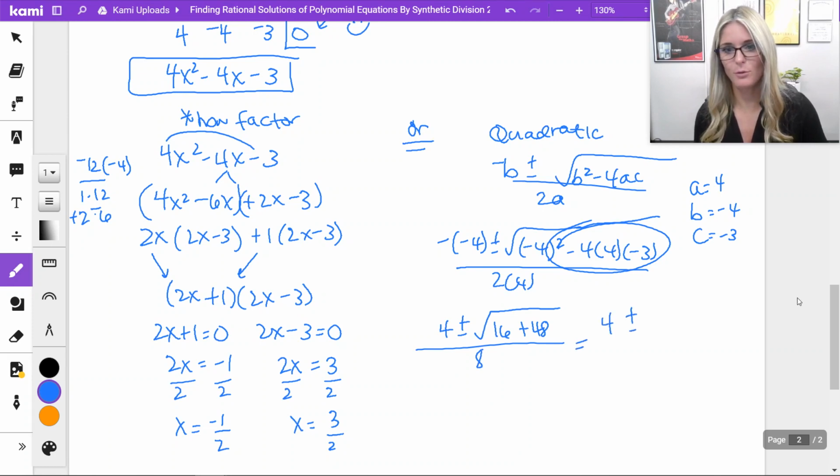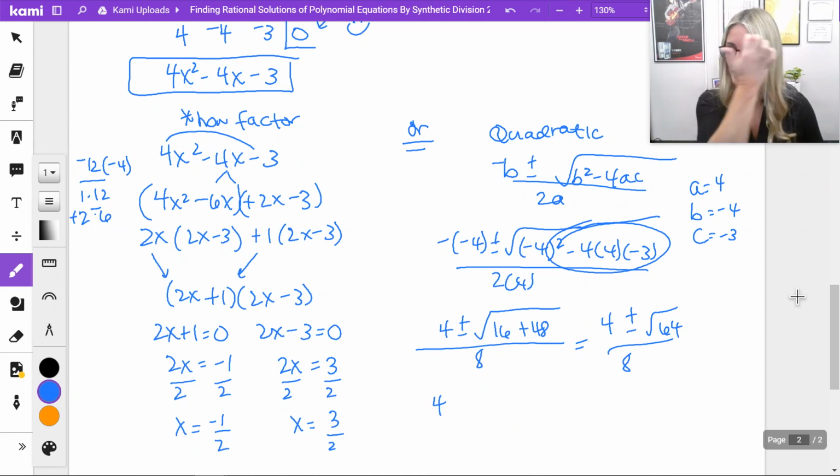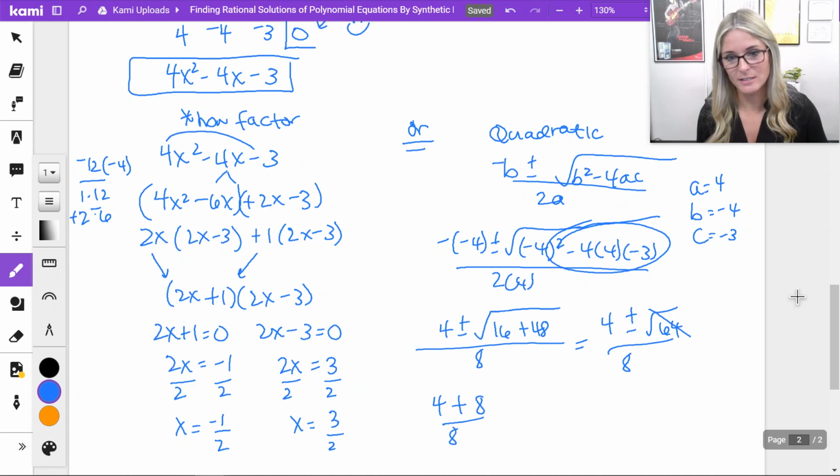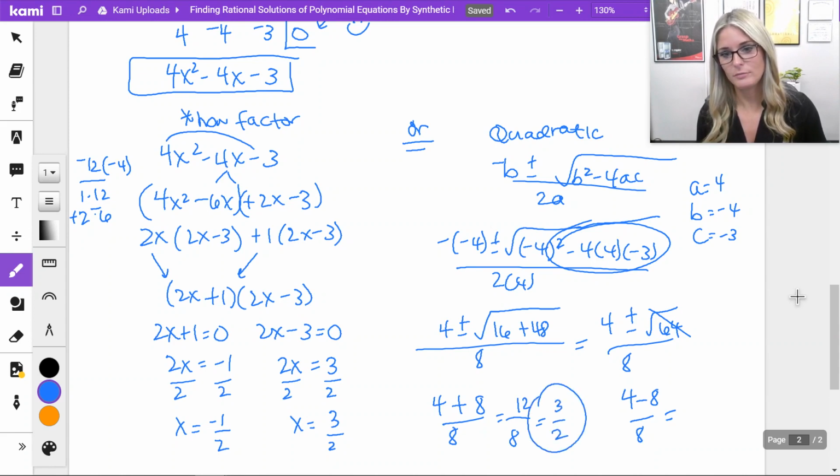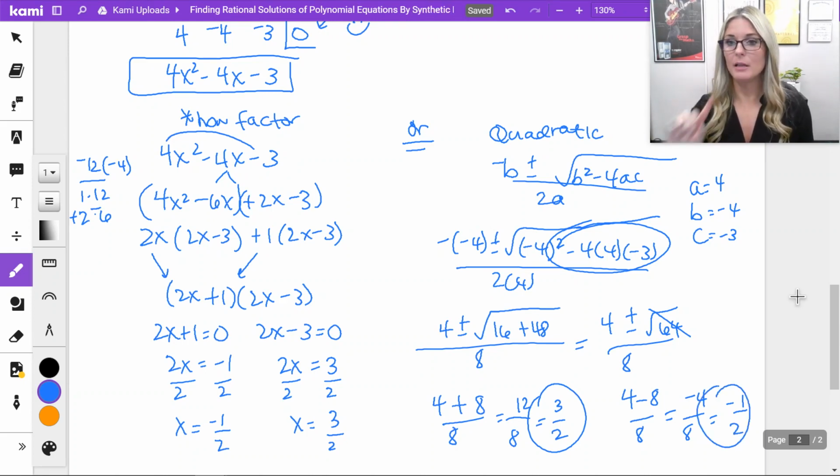So cleaning it up again, 4 plus or minus 16 plus 48 gives us 64, loving the way this is coming out. So we have 4. I'm going to go ahead and split this up. So 4 plus the square root of 64 is an 8 over 8. And then we'll also have 4 minus 8 over 8. Just splitting up that plus and minus symbol there. So 4 plus 8 is 12 over 8, and then I can reduce that down to 3 over 2. 4 minus 8 is negative 4 over 8 or negative 1/2. Did we get the same things? Absolutely.